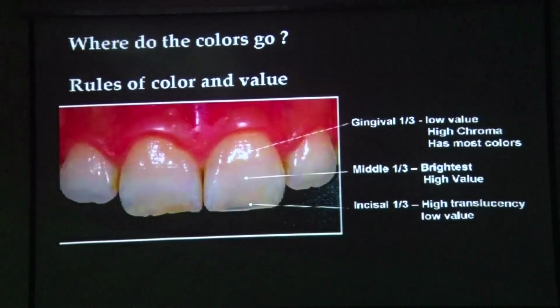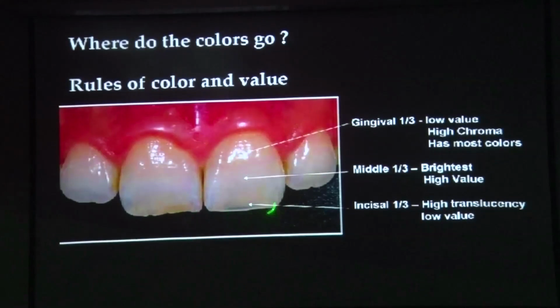Divide your recipe into gingival one-third, middle one-third, incisal one-third. If it's a young patient, then I know the gingival one-third has a lot of colors. It will be highly chromatic there, but the value will be low. For a young patient, the middle third I'll always keep bright. For example, if the cervical third is A3, I will keep it A1 in the middle. And then as I come down, if there is translucency, then automatically the value will lower.